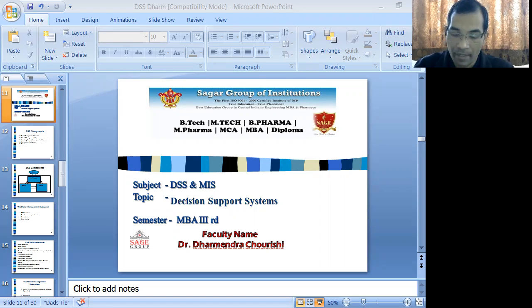MIS is a structured format of information it provides, whereas DSS is unstructured format of data, where decisions will be given by a system, and it could be that more than one decision will be given by a system, and being a manager you have to select the best one. So it is not providing the decision, it is supporting the decision making process.